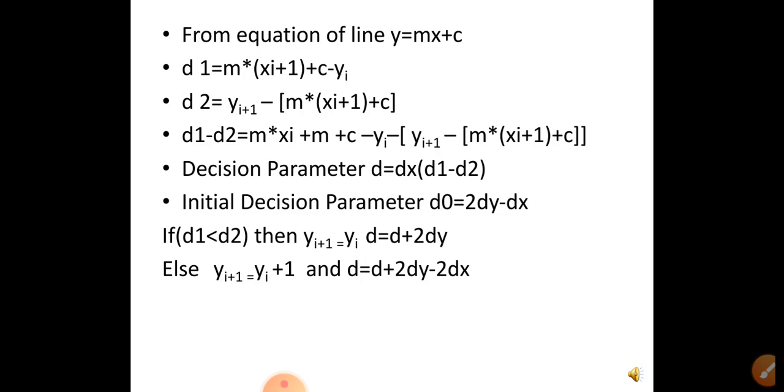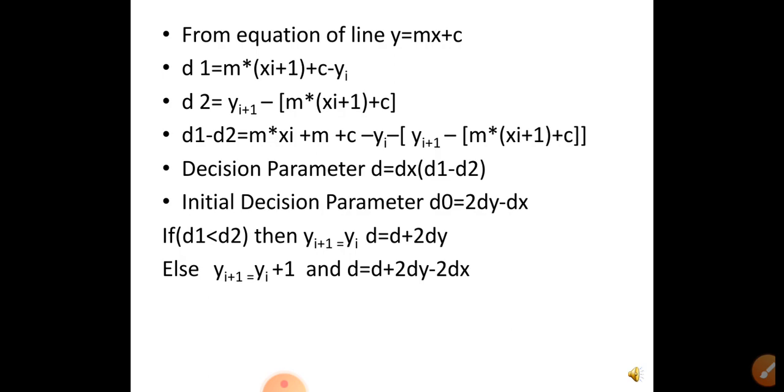dx times, how many times? dx times you need to proceed, you need to find the next x value and next y value. Suppose the dx value is 5, so how many times you need to find the next x value and next y value? 5 times, dx times. Okay, dx times you need to proceed with finding the next x value and next y value, that is the rasterization process.